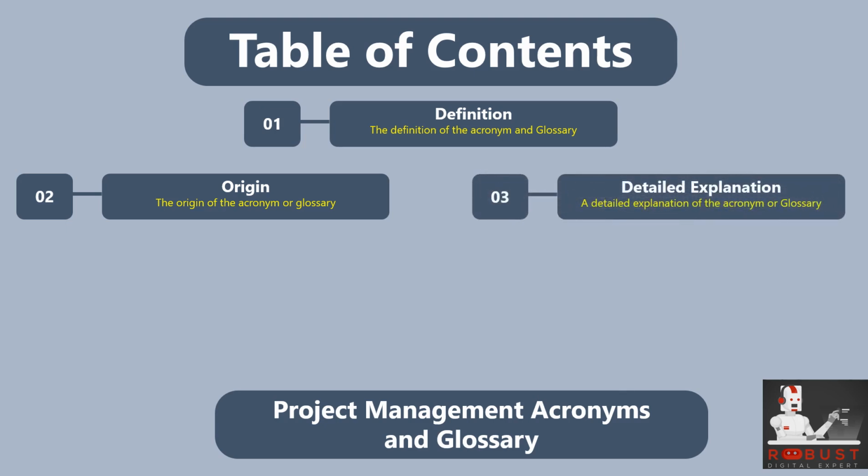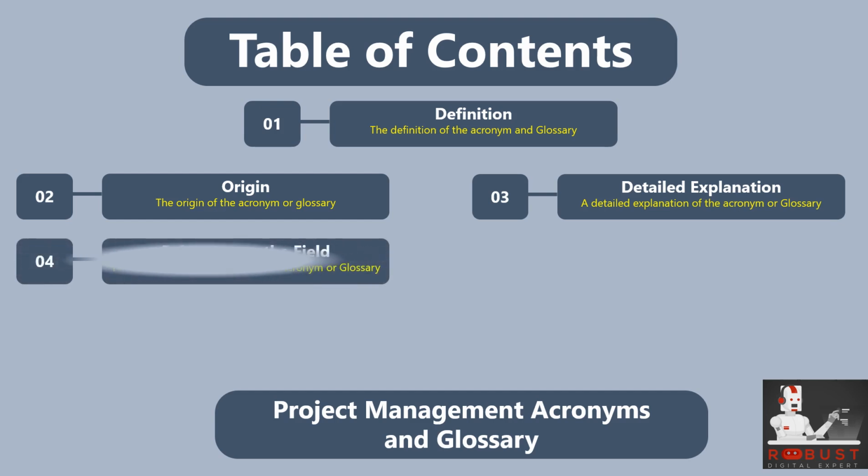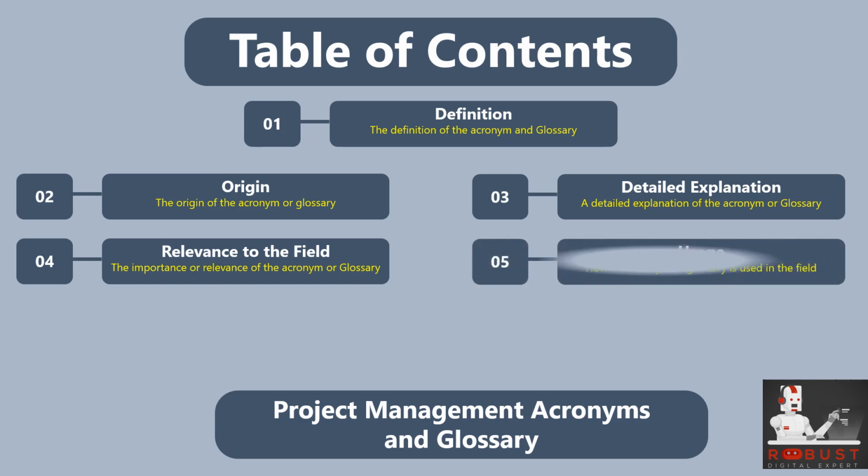Detailed explanation. Here, we offer a thorough explanation of the acronym or glossary term, breaking it down into its constituent parts and explaining the meaning behind each element. We elaborate on any specific terminology or concepts associated with the term. Relevance to the field. We explain why the acronym or glossary term is essential and relevant. We discuss how it addresses a specific need, solves a common challenge, or represents a key concept within the discipline.